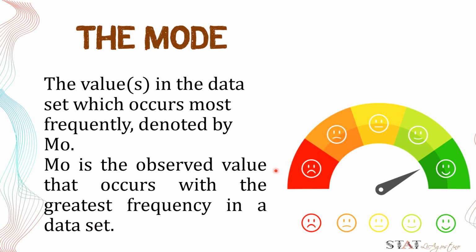So for example, most of the time, what is your mood, or what is your temperament? What are your feelings most of the day? Are you sad, very sad, just no feelings, happy, or very happy? That is the mode: the observed value or characteristic that occurs with the greatest frequency. Determine the mode by counting the frequency of each observed value and finding the most frequent one.